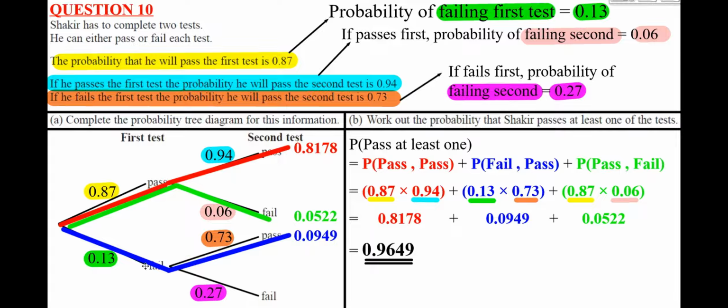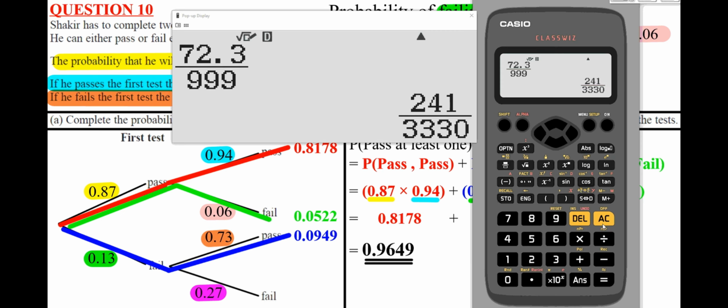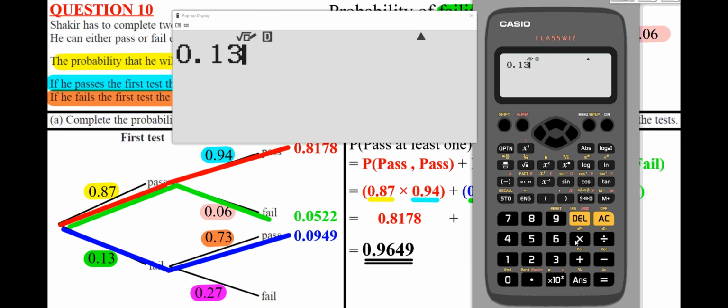Fail and then fail would be 0.13 multiplied by 0.27. And that would give us 0.13 multiplied by 0.27, which is 0.0351. So in other words, there's like a 3.5-ish% chance he fails both. Therefore, the other 96.49% of the time, this value here, he must have passed at least one of them.